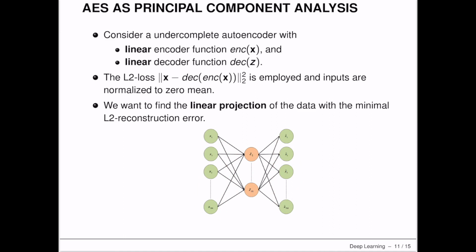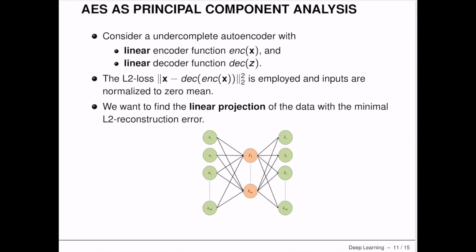We train this autoencoder again with the simple L2 loss, or squared error loss. Before we train the model, we require the inputs to be normalized so that they have zero mean. So training this autoencoder with the L2 loss just becomes equivalent to the task of learning a linear projection of the data with a minimal L2 reconstruction error.